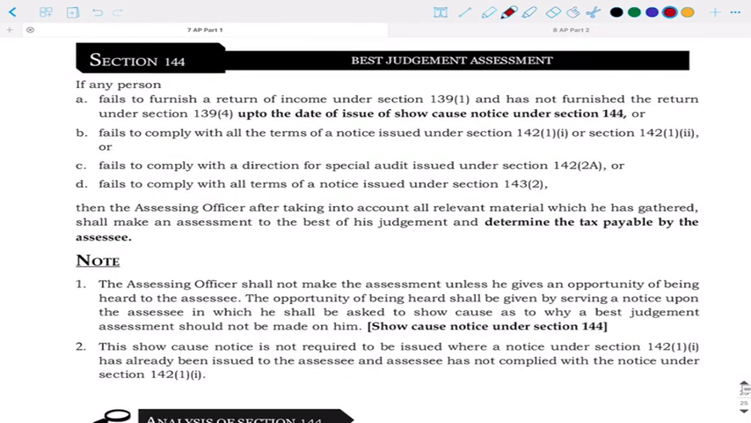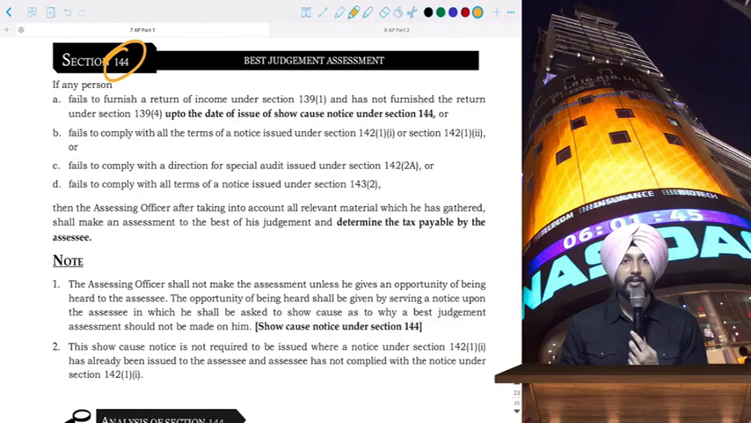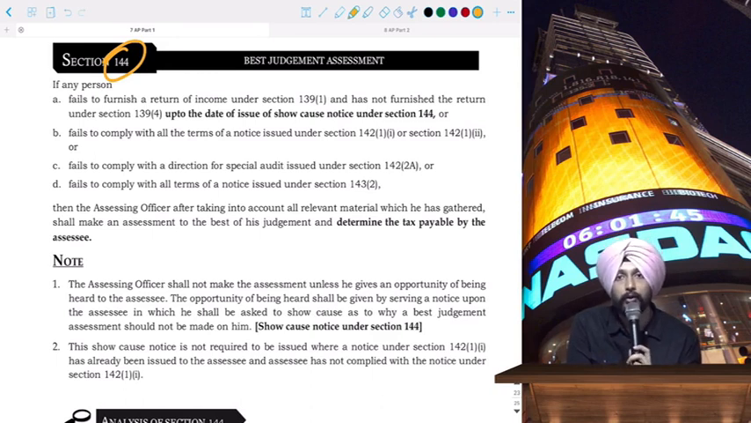Next is best judgment assessment. We have been discussing this since long. Okay, so best judgment assessment. There are certain circumstances in which the best judgment assessment can be initiated by the assessing officer. Number one, you are required to file a return of income under 139(1). You did not do that.